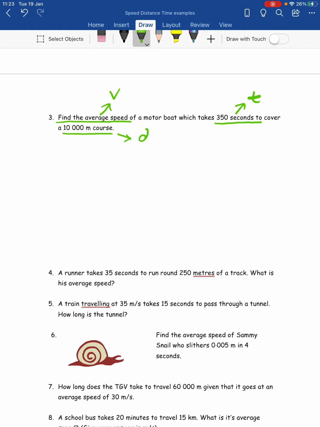So now I have to make a list. V equals question mark, because that's the one I'm trying to find. T is next, is 350 seconds. And then finally, distance is 10,000 metres.